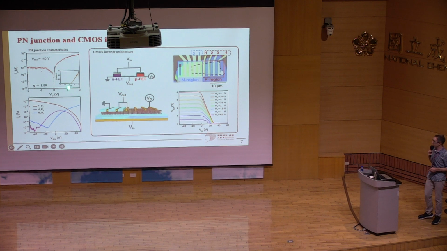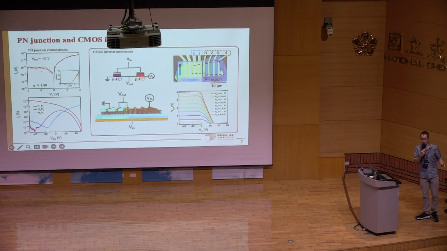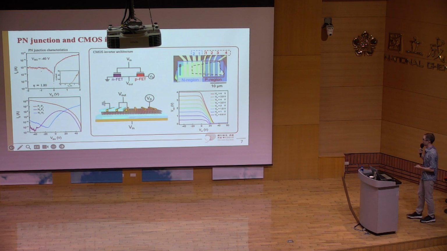Declining bias direction, in the forward bias direction compared to the negative bias direction, which is just a characteristic of a PN diode. We can also use this to create a CMOS inverter structure. Now, CMOS, by definition, is complementary MOS, so you need N and P. And so here we have an n-FET and a p-FET.